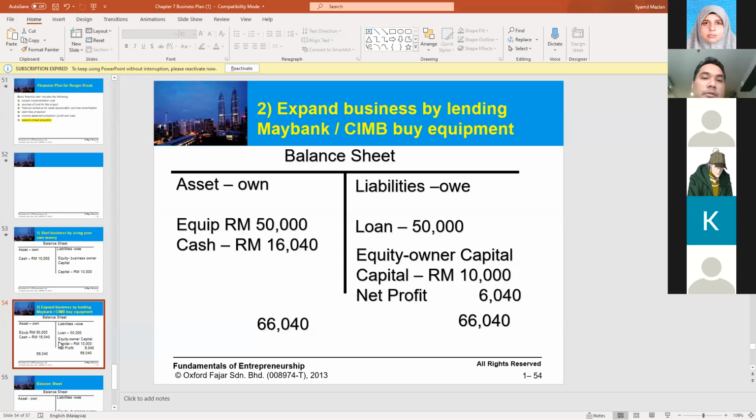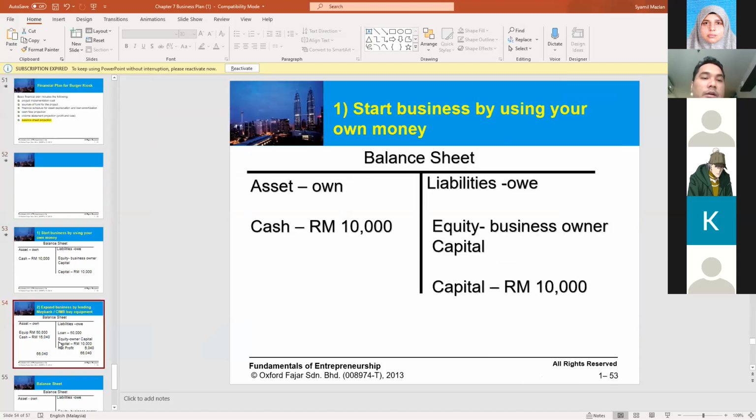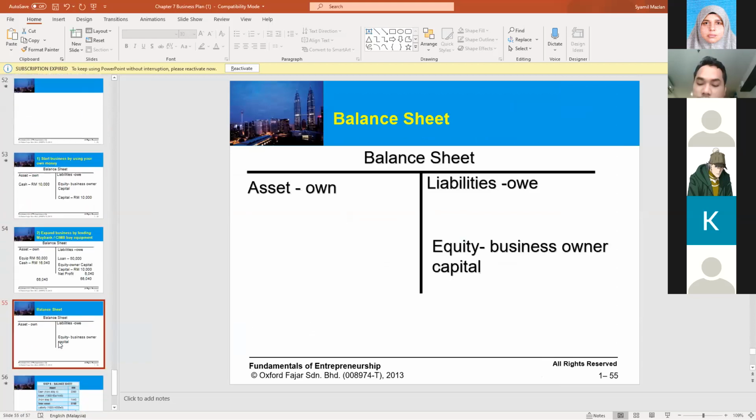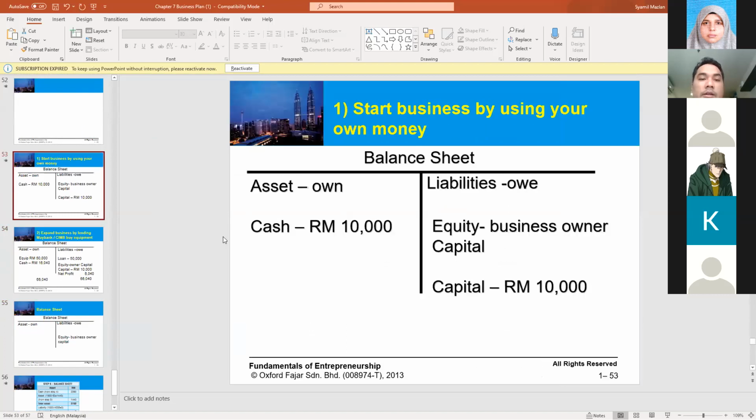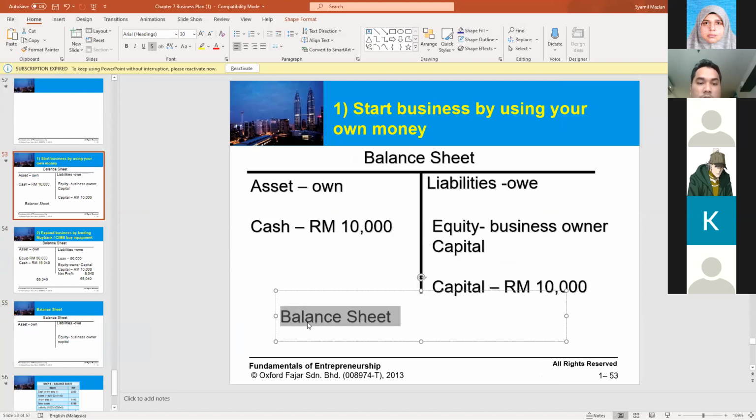Okay, before I go to the next part, I hope that you understand the balance sheet. There are two report formats. One of them is like this: the debit side is the assets, and the credit side is the liabilities. The formula is that assets equal liabilities plus owner's equity. If you remember, the report is a one-line report. Let me show you the report again.